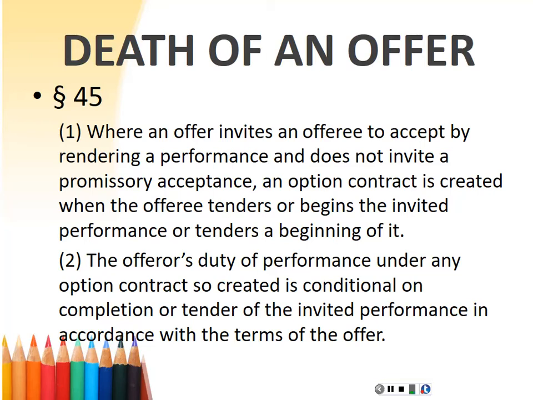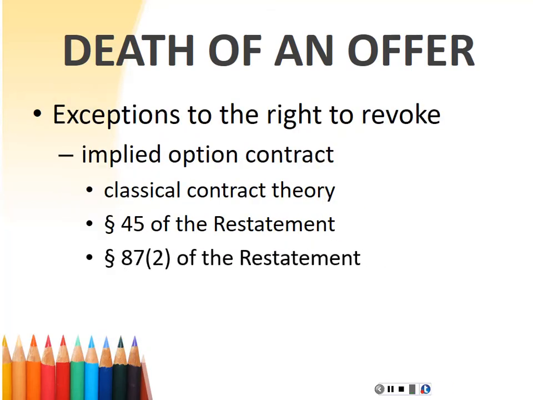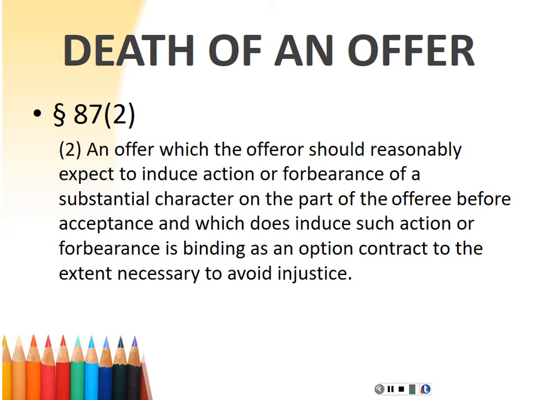Now, this is for a unilateral contract. There are, of course, bilateral contracts that may have an implied option contract if, and again, this is Section 87(2), if 87(2) is applicable to this situation. 87(2) talks about an offer which the offeror should reasonably expect to induce action or forbearance of a substantial character, and which does induce action or forbearance. We started talking about bilateral contracts. Is this limited to bilateral contracts?